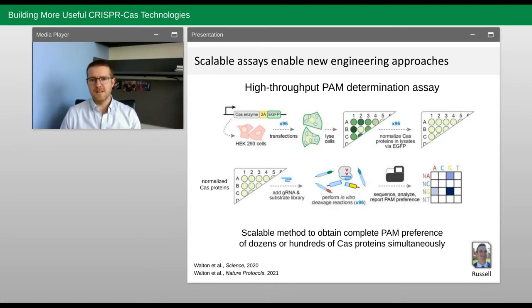We can study 96 proteins at a time because we can transfect them into human cells, lyse these cells, normalize the amount of protein, and then do some biochemical assays. So this assay actually allows us to think about understanding Cas enzymes in a different scale, going from 1 protein at a time now to almost 100 at a time.